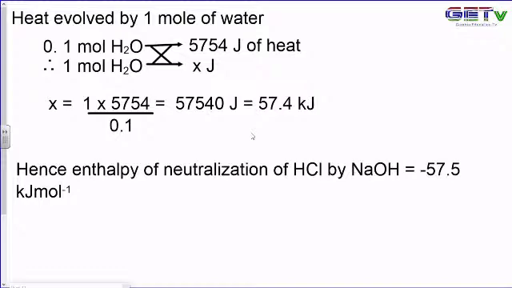If you cross multiply, you will have 1 times 5754 divided by 0.1, which equals 57540 joules. And then we divide by 1000 to include the kilo, and the value will be reduced. But still, this is the same thing. We have 57.5 kilojoules. Hence, the enthalpy of neutralization of HCl by sodium hydroxide is minus 57.5 kilojoules per mole. We include the minus again because the system is exothermic.